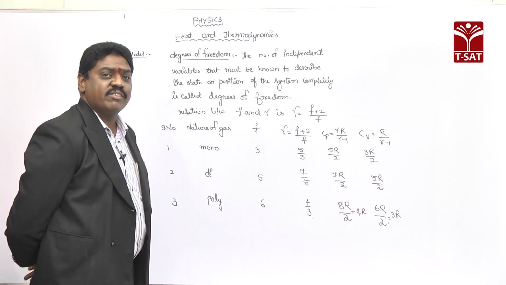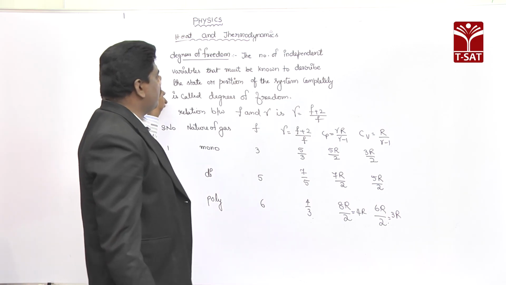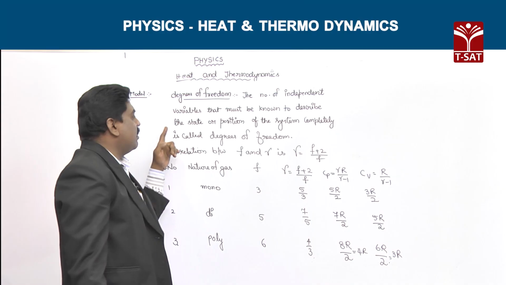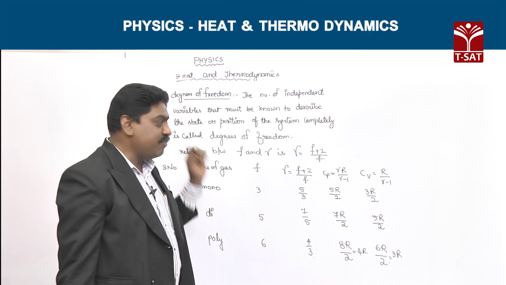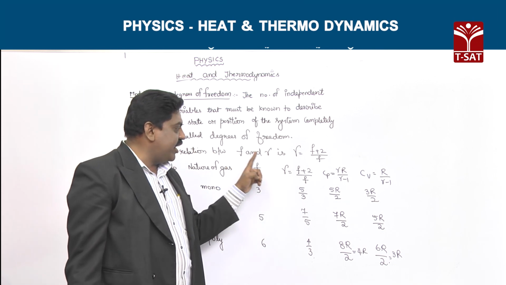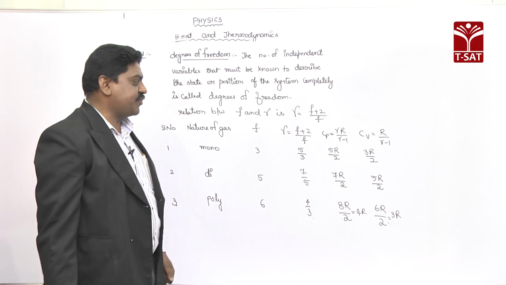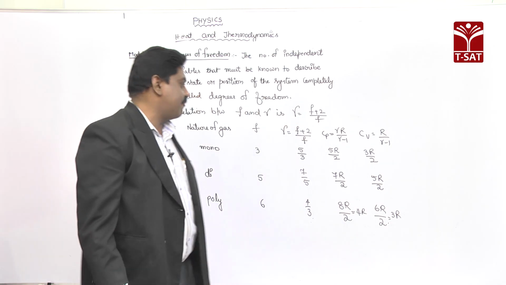Now let us try to understand the degrees of freedom. The number of independent variables that must be known to describe the state or position of the system completely is called degrees of freedom. The relation between degrees of freedom and the ratio of specific heats is given as gamma equals (F plus 2) by F.